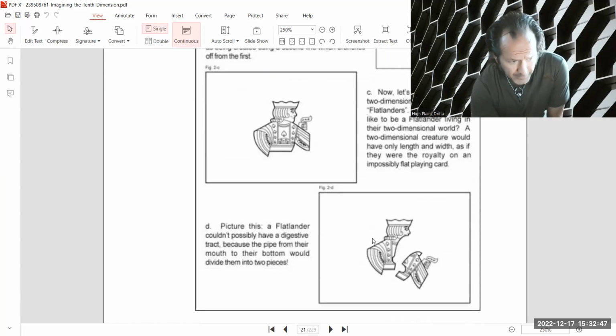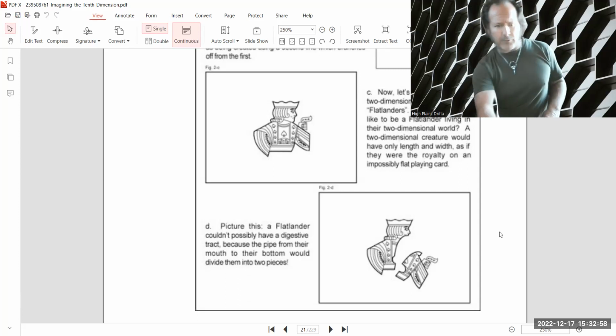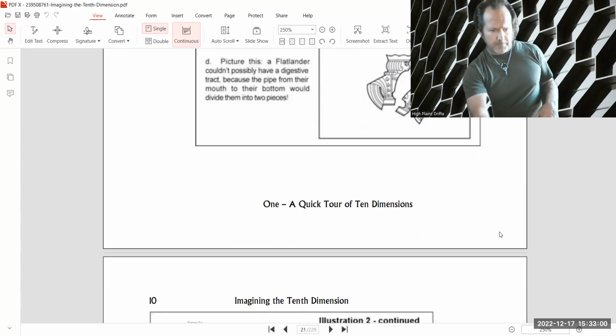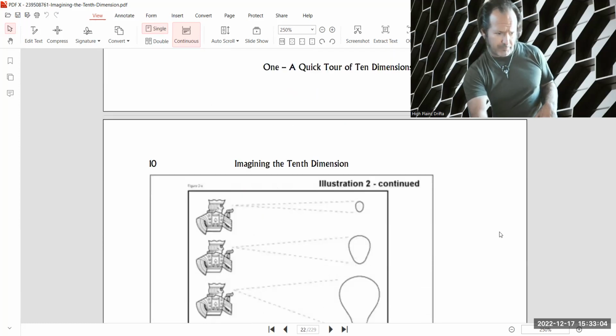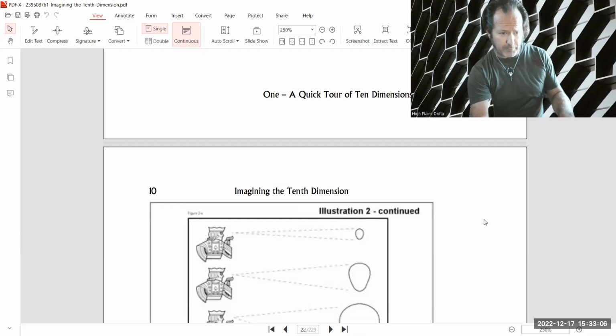Picture this: a Flatlander couldn't possibly have a digestive tract because the pipe from their mouth to their bottom would divide them into two pieces. And there we have that, divided into two pieces. Illustration 2, imagining the 10th dimension, moving right along, folks. We're building up to the 10th dimension.